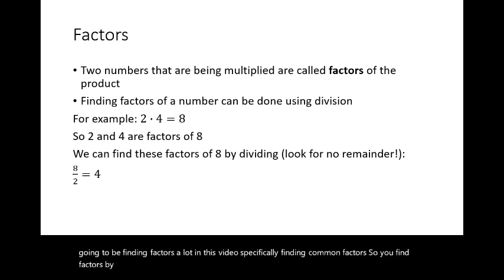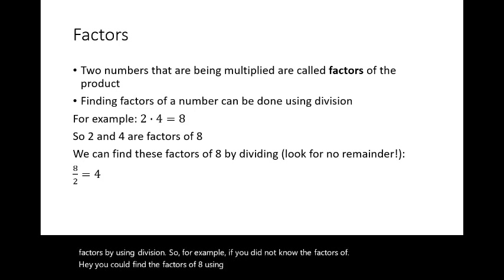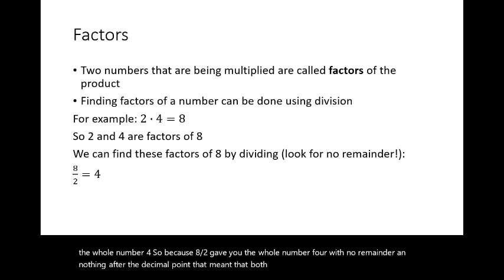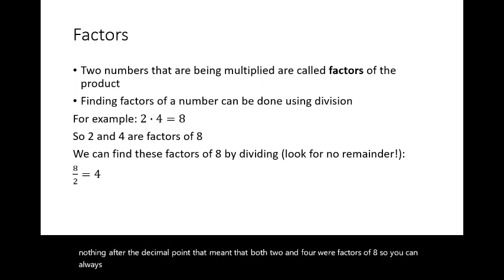For example, if you did not know the factors of 8, you could find them using division. You would do 8 divided by 2, and that would give you the whole number 4. Because 8 divided by 2 gave you the whole number 4 with no remainder and nothing after the decimal point, that meant that both 2 and 4 were factors of 8. So you can always find factors by using division.